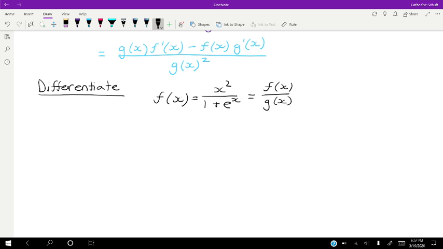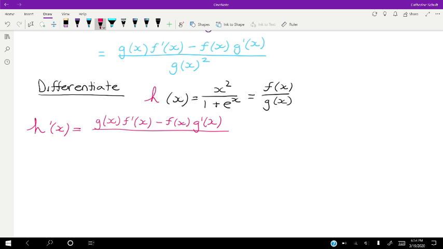Okay, and we have our rule right here. I always recommend writing out the rule as many times as you want. Oh, I'm using the same functions. Let's make this simple. Let's call this h. And then that way we can stick with our formula. Okay, so it's going to be bottom function times the derivative of the top minus the top times the derivative of the bottom, divided by the bottom squared.